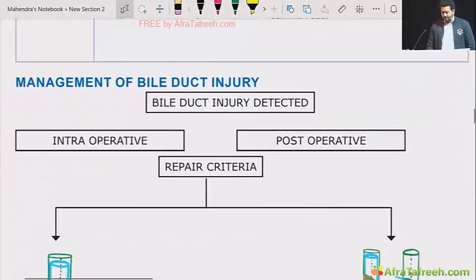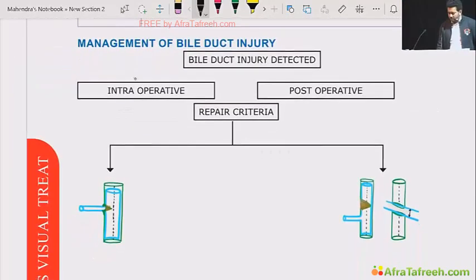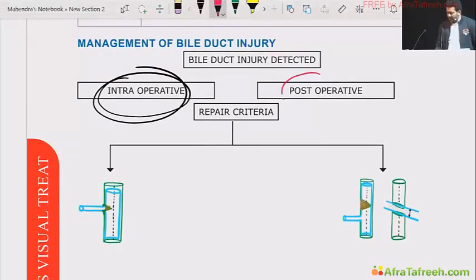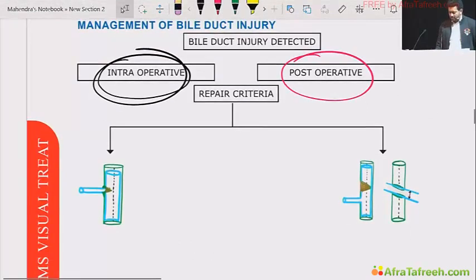Now, management of bile duct injury. Management can be divided into whether you identify the injury during surgery or in the post-op period. Every year the question is on this. Intraoperatively, suppose you are doing a laparoscopic cholecystectomy and at that time you find out there is an injury. So what will you do?